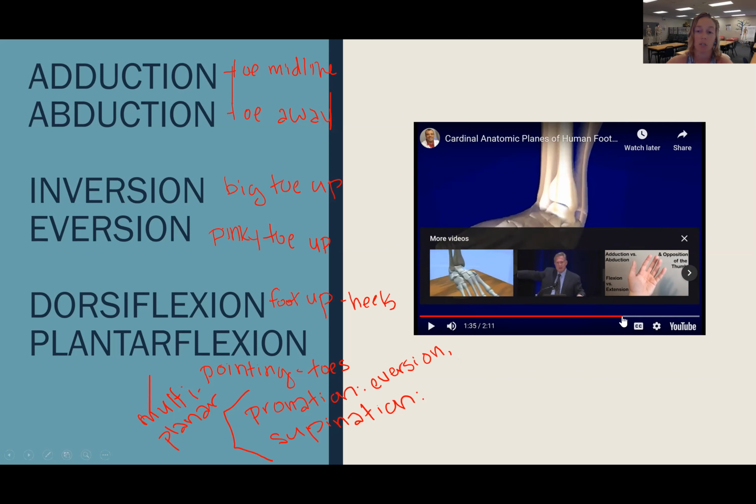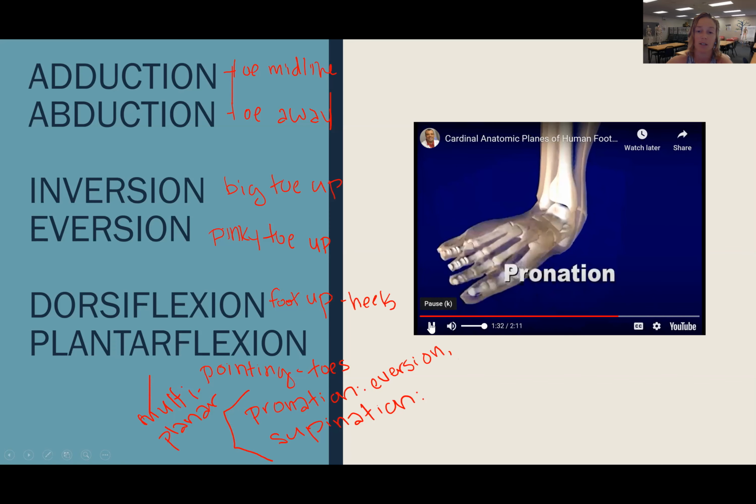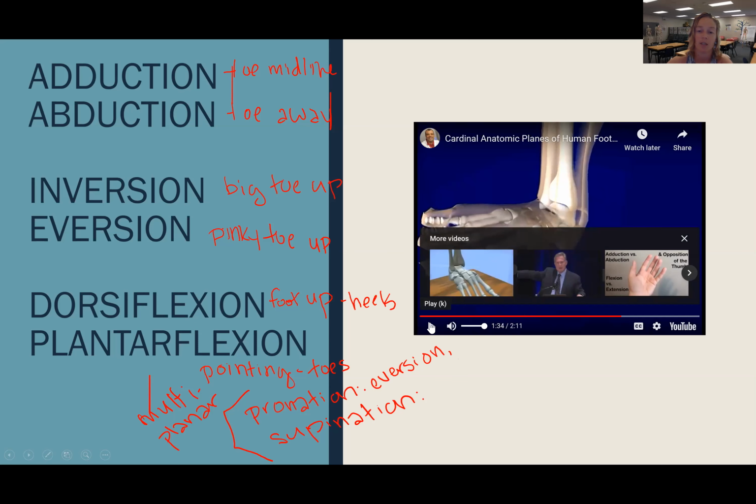I just want to make sure I get this right. So we're going to go back a little bit here. Eversion, dorsiflexion, and abduction.